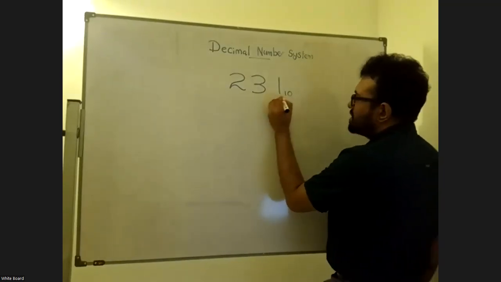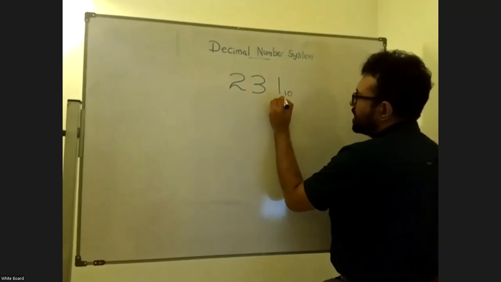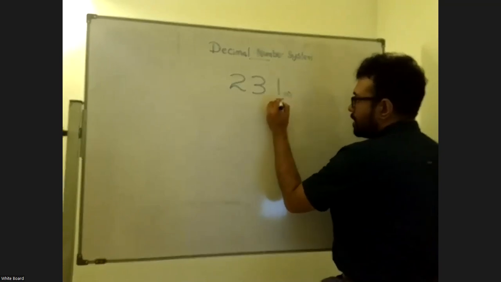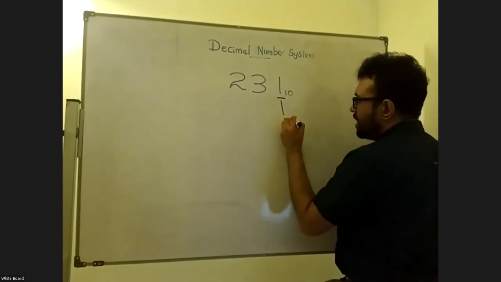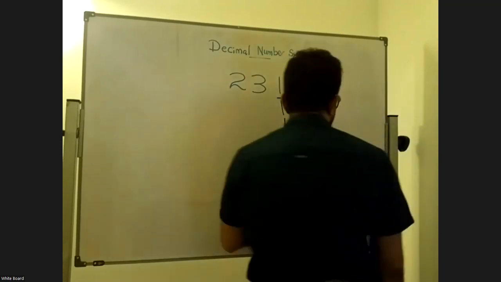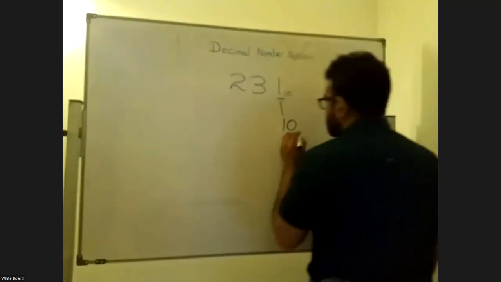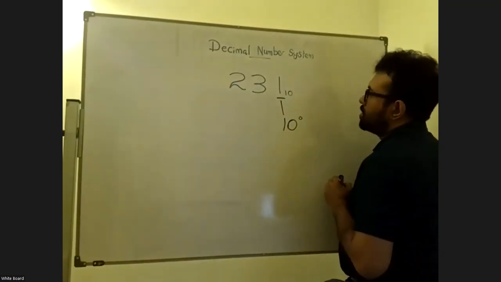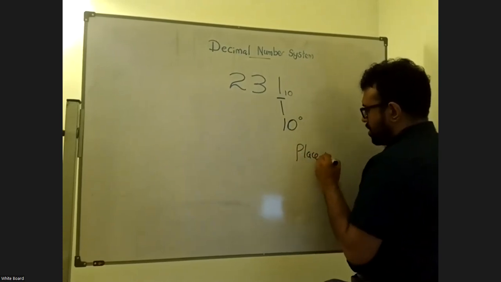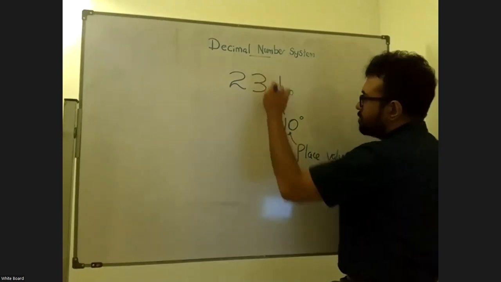Now, if you take this decimal number, this particular position is called the place value. The place value of this position is 10 to the power 0. This is the place value of the first position.